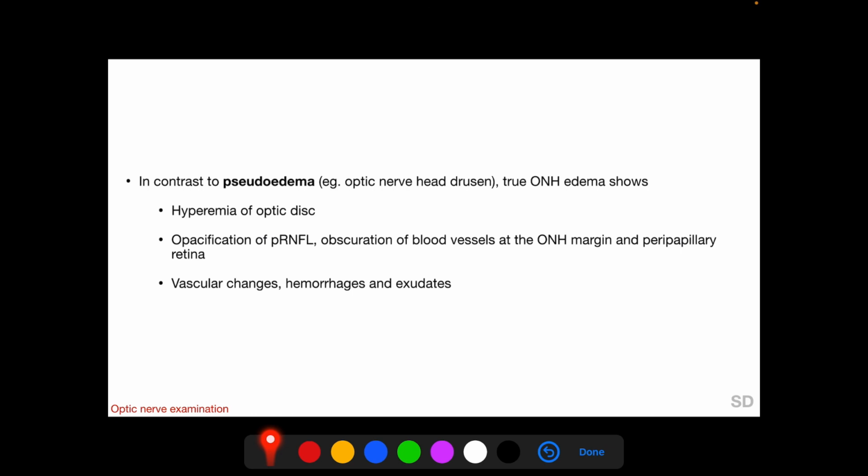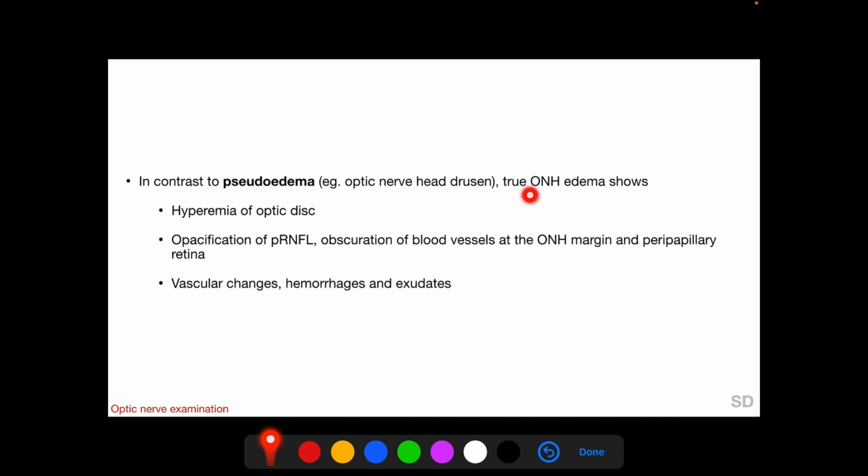Now we must be able to differentiate a true ONH edema from pseudoedema. Pseudoedema is an edematous appearance of the optic nerve head, which is typically seen in optic nerve head drusen, but the disc is actually not edematous.